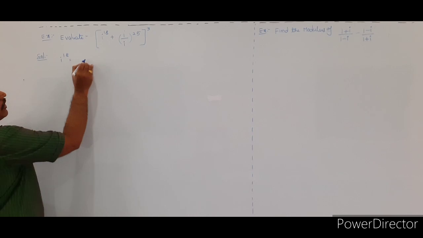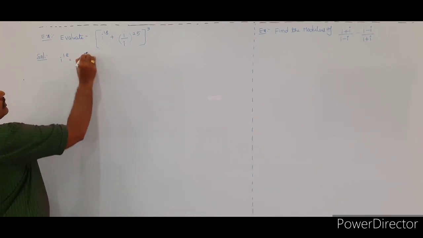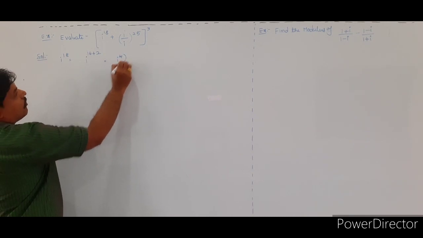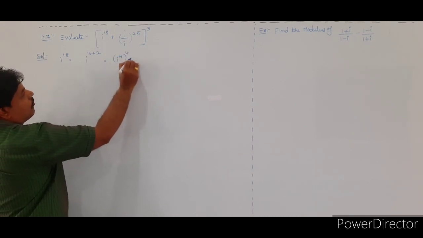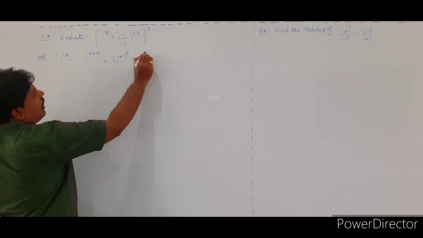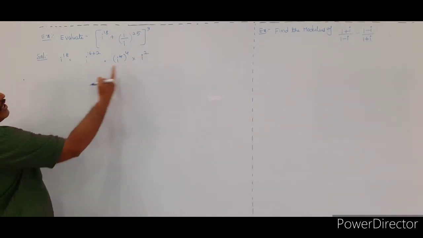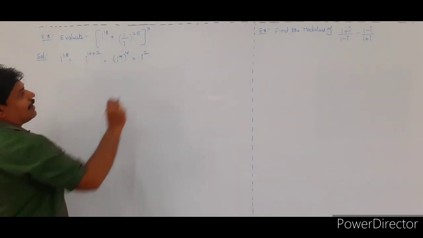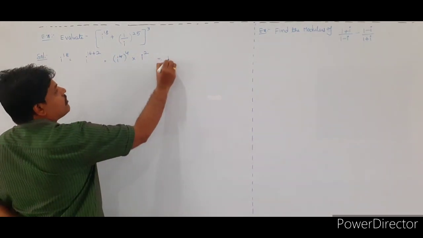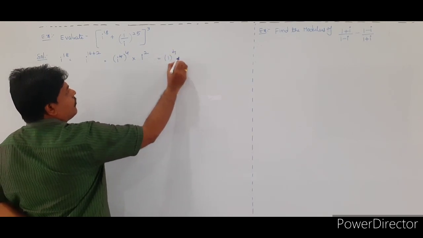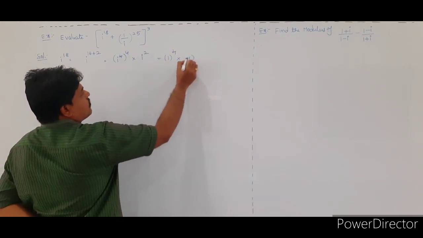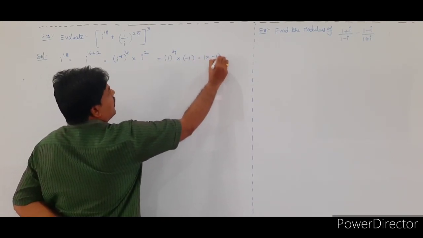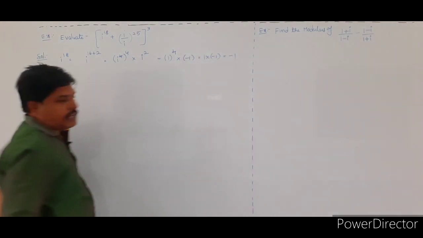i power 18 you can write as i power 16 plus 2. So that meaning is i power 4 whole power 4 into i square. i power 16 into i square. i power 16 you can write as i power 4 whole power 4. Already I know that i power 4 value is 1. So it will become 1 power 4 into i square value is minus 1. So this is 1 into minus 1. So this value will become minus 1.